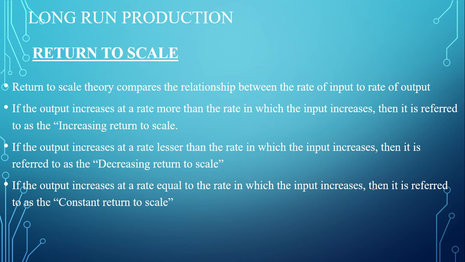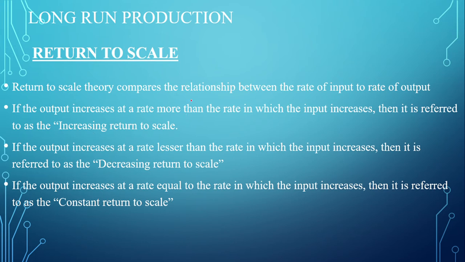The main reason for the difference in theory is, in the long run we don't have any fixed cost. All the factors are variable. That means we can change labor as well as capital. If we want, we can increase the capital also. Clear? So now in the long run, the returns to scale theory is a new theory which says the relationship between the rate of input and rate of output.